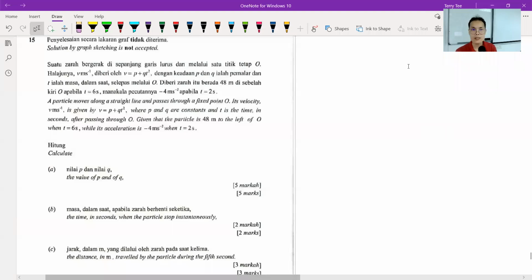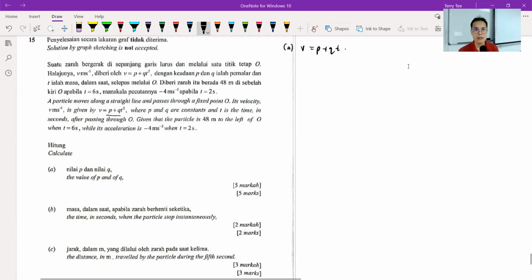Okay. Last question is from kinematics of linear motion. Here we have a particle that moves along a straight line such that the velocity is given by v equals p plus qt. And they say that the particle is 48 meters to the left when t is 6. Remember, 48 meters to the left is a displacement. So to find displacement from velocity, we will have to integrate.